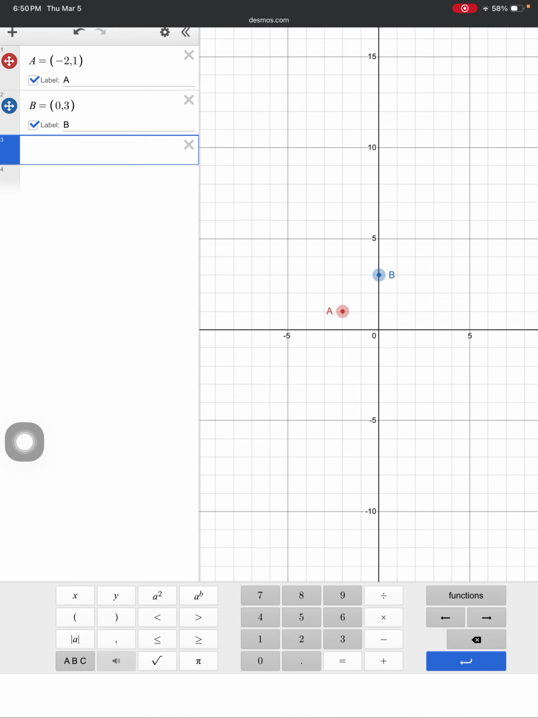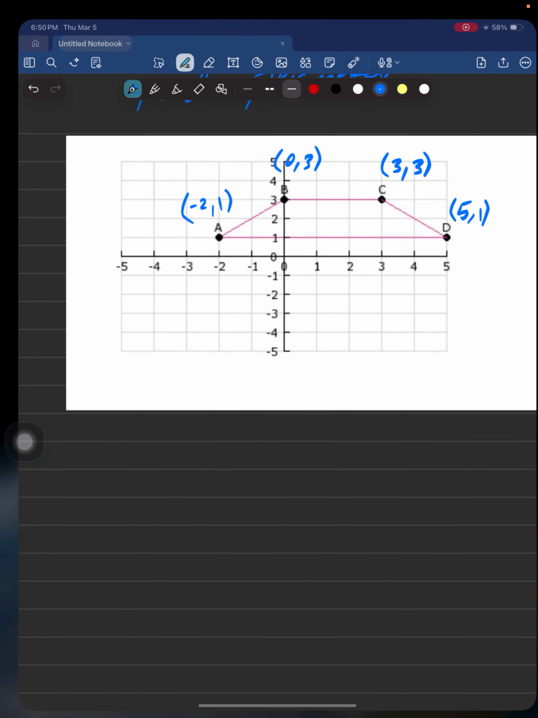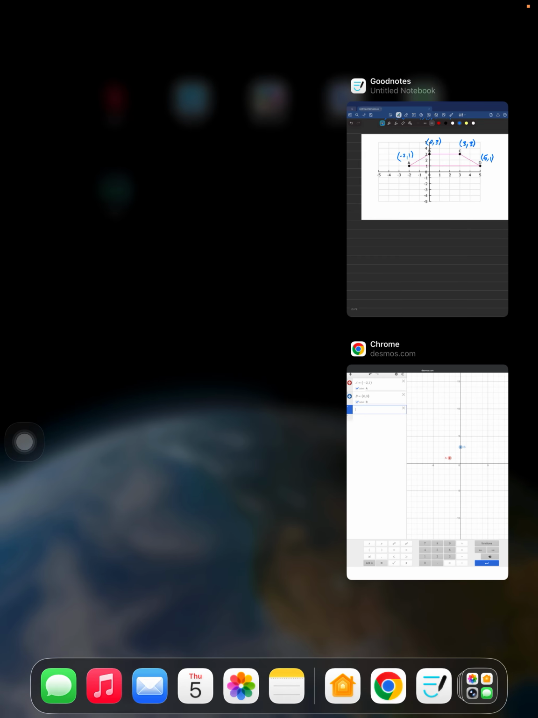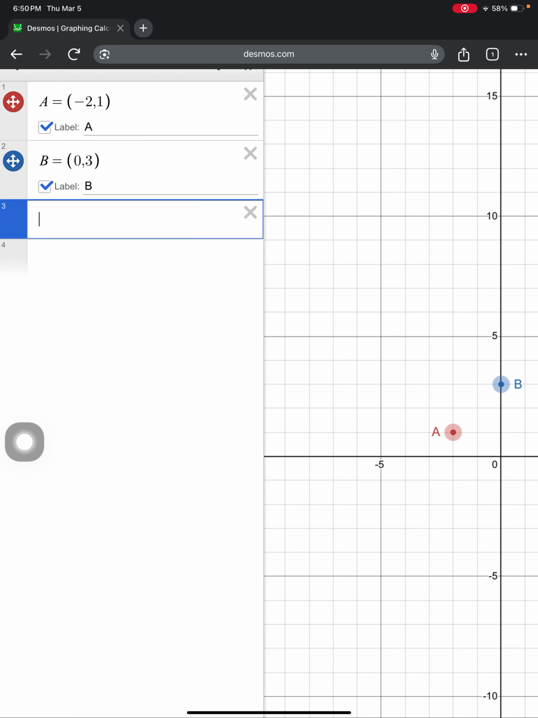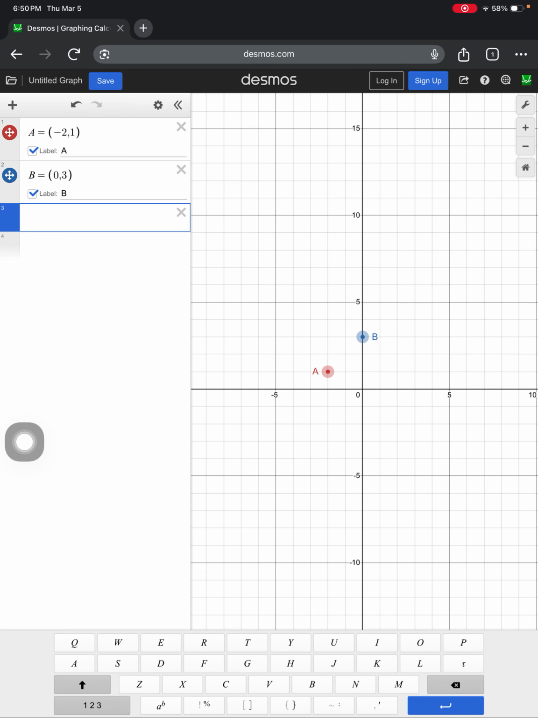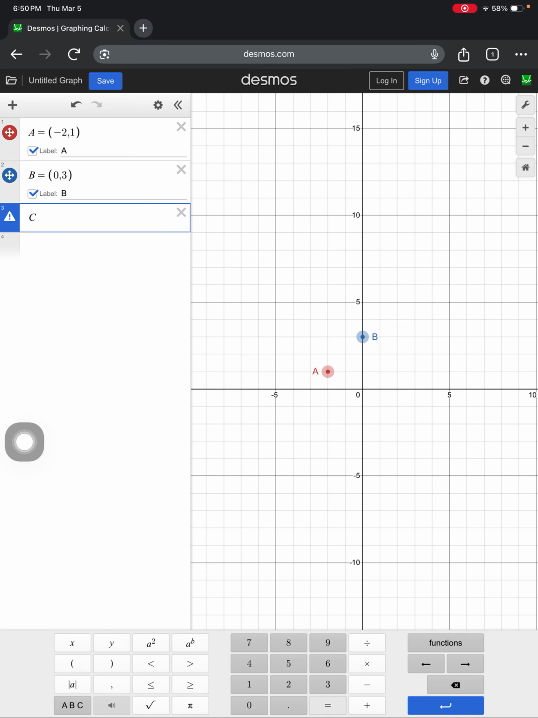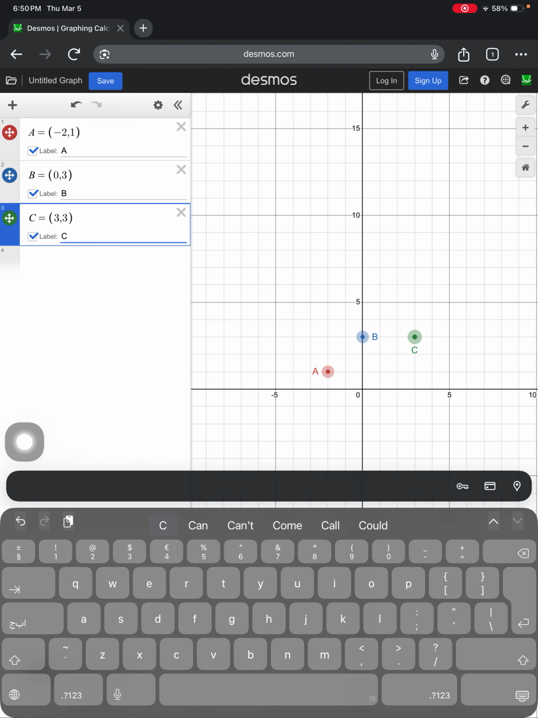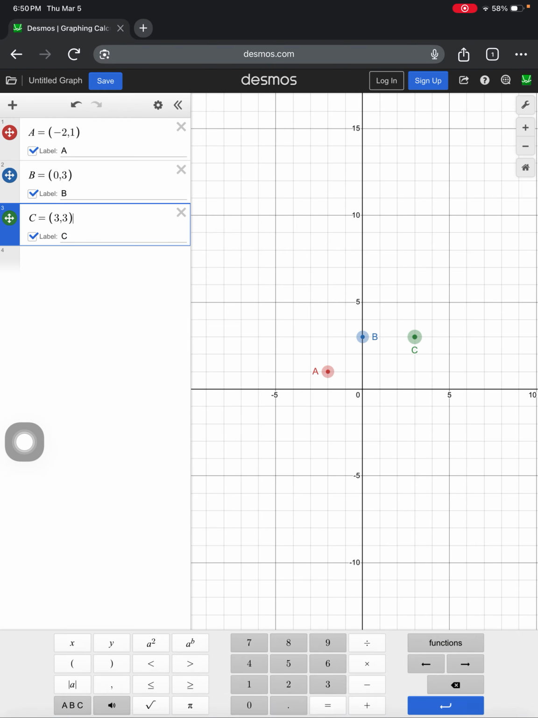Then the third point, which is C, is 3, 3. So we have the point C equal to 3, 3. We need to label it as C. So now we can see on the graph that we have A, B, C.